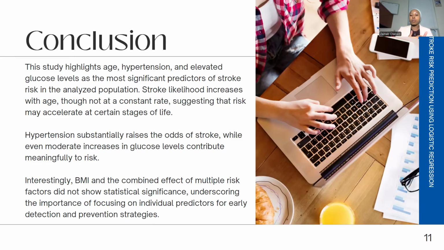Hypertension was a major concern because it substantially raised the odds of stroke. It was one of the highest as we were looking at those box plots that I showed earlier. Even moderate increases in glucose level also contribute meaningfully to risk, which was the 0.5 increase per unit of glucose level that I showed earlier.